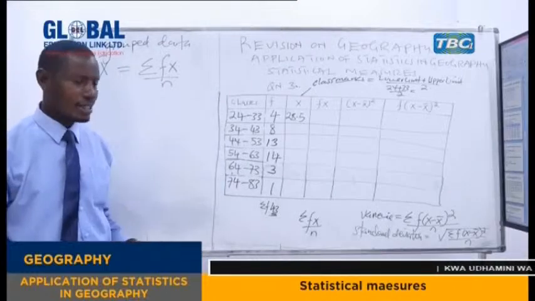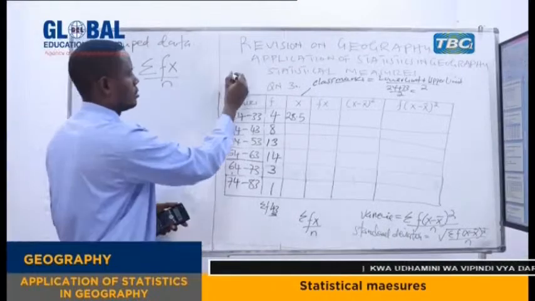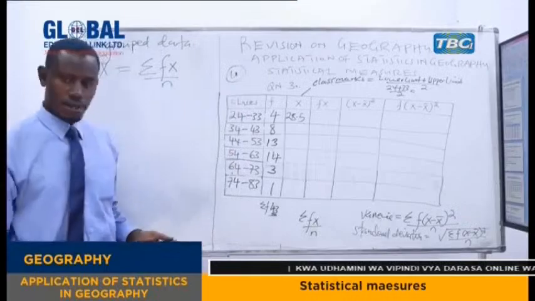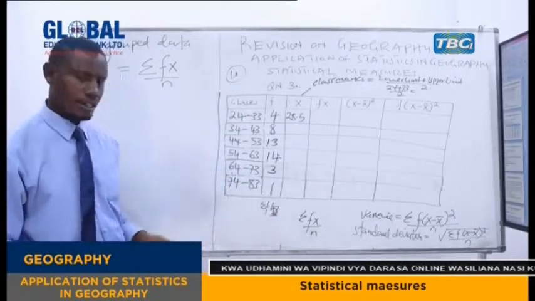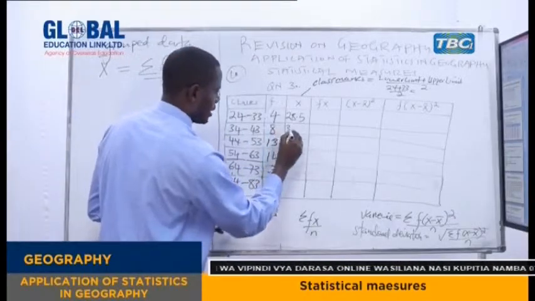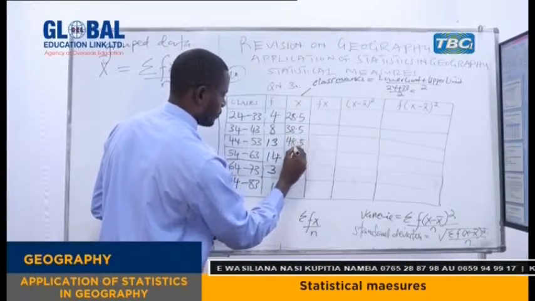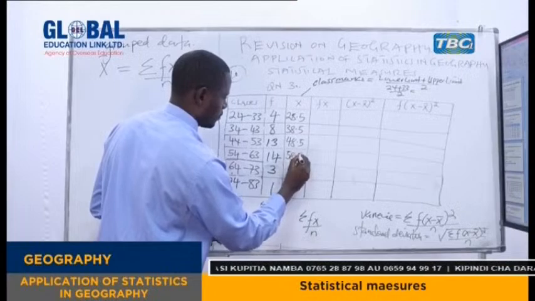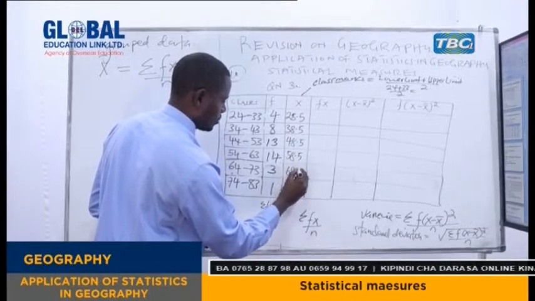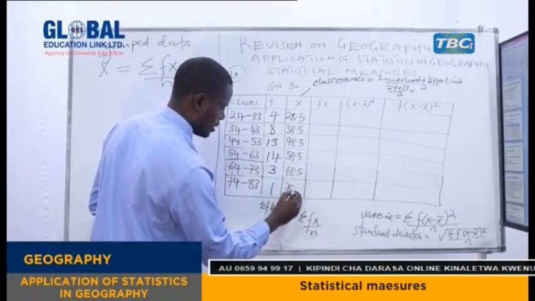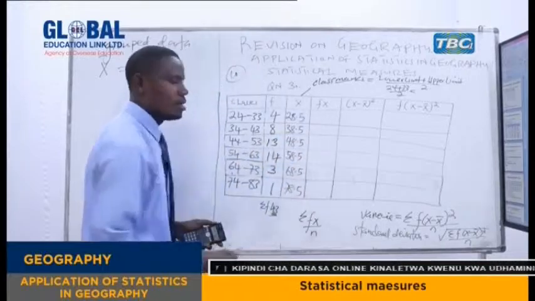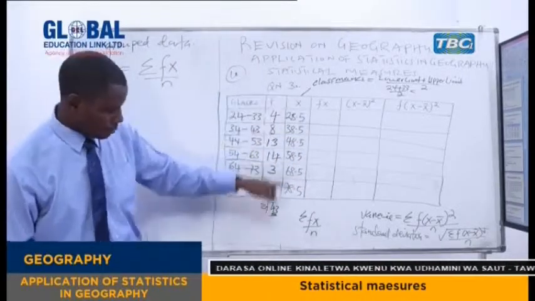Because we have the class size of 10, we just add 10 for the next class. So here we'll be getting 38.5. This will be 48.5. This will be 58.5. Here we get 68.5. And here we get 78.5. So already we have the data for the class mark.